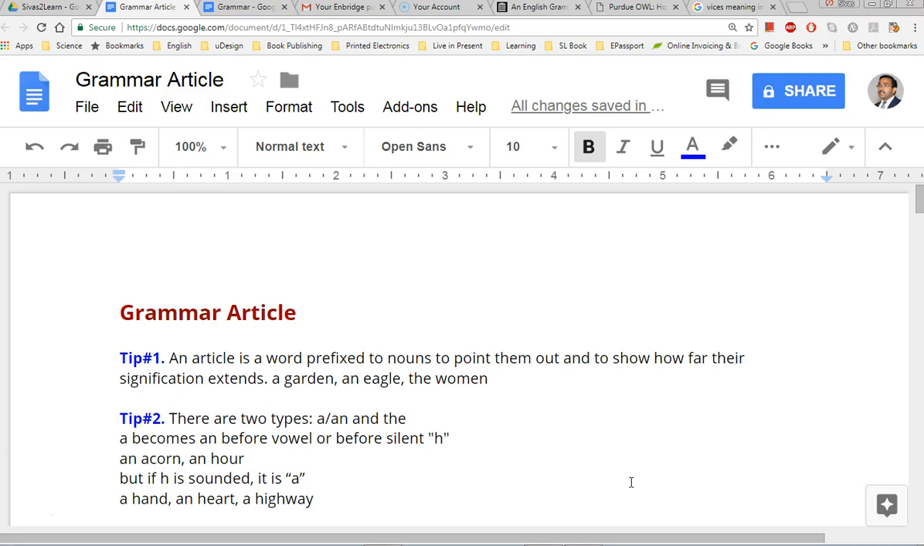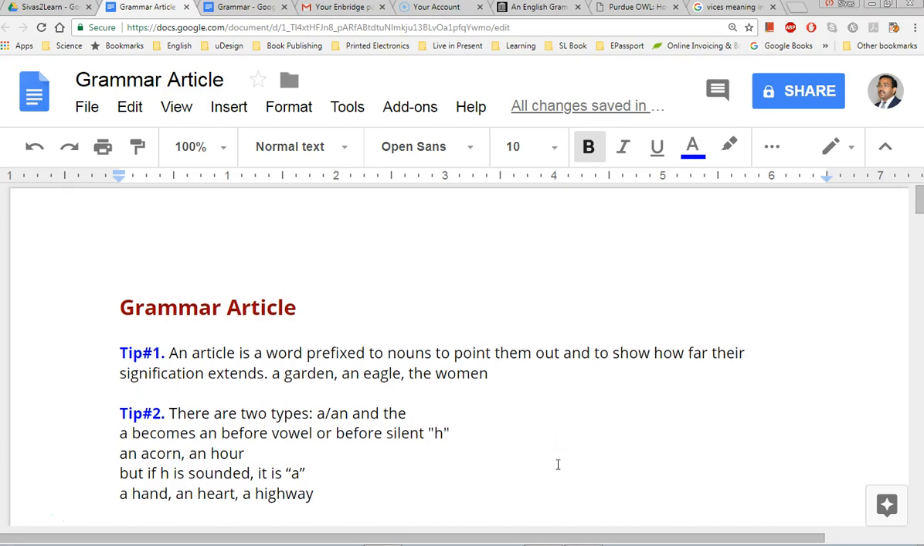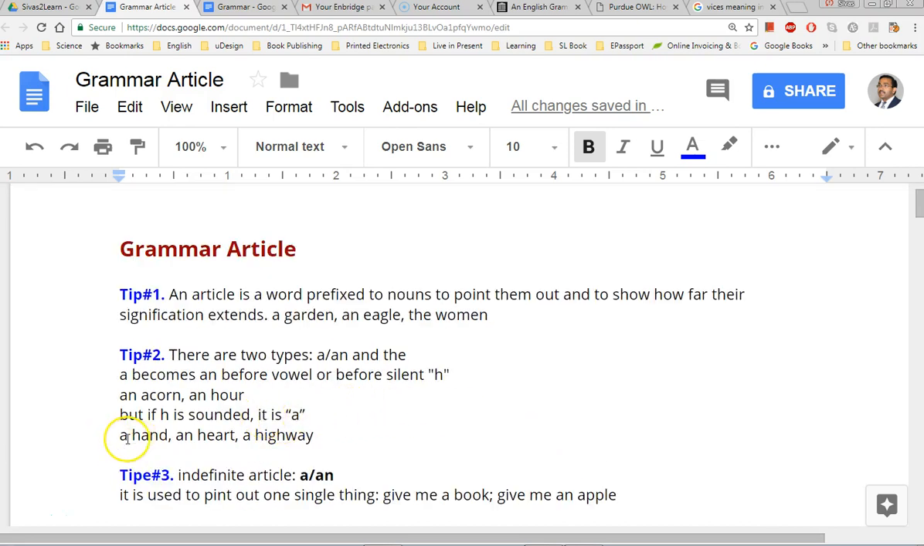A becomes an before a vowel or a silent h, as in an acorn, an hour. But if the h is sounded, it is a, not an. For example, a hand, a heart, not an hand, an heart, a highway.